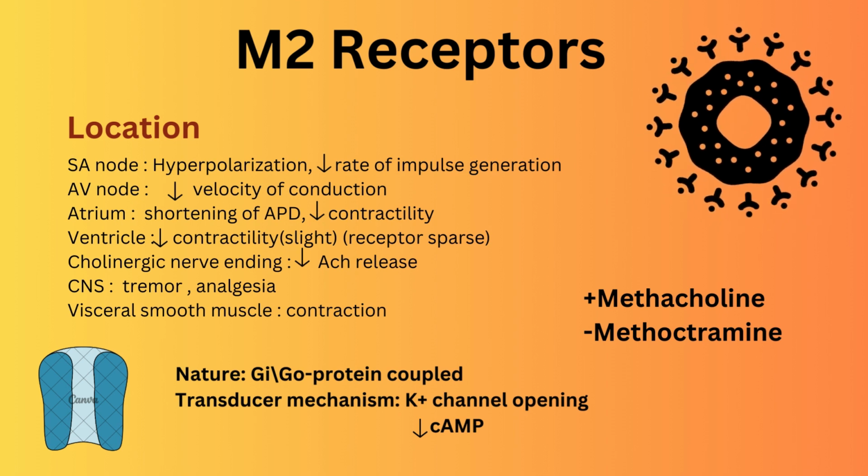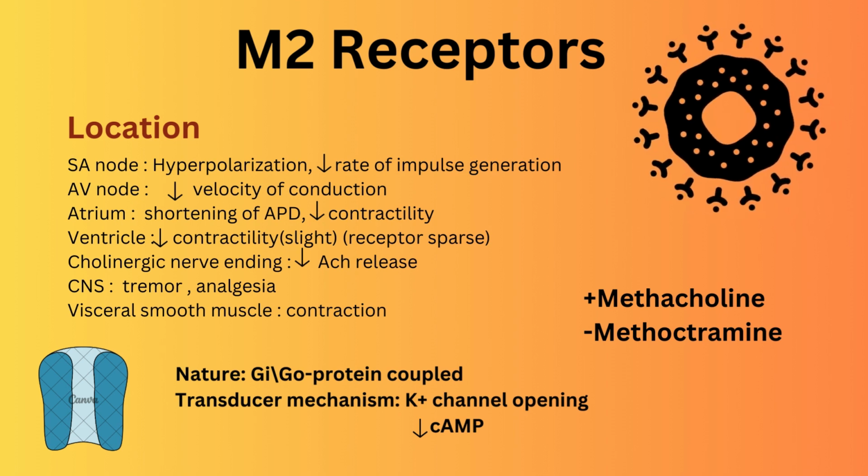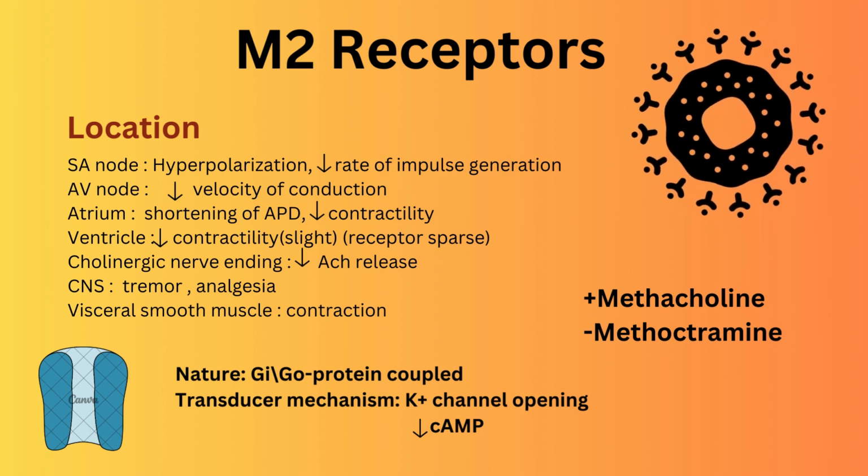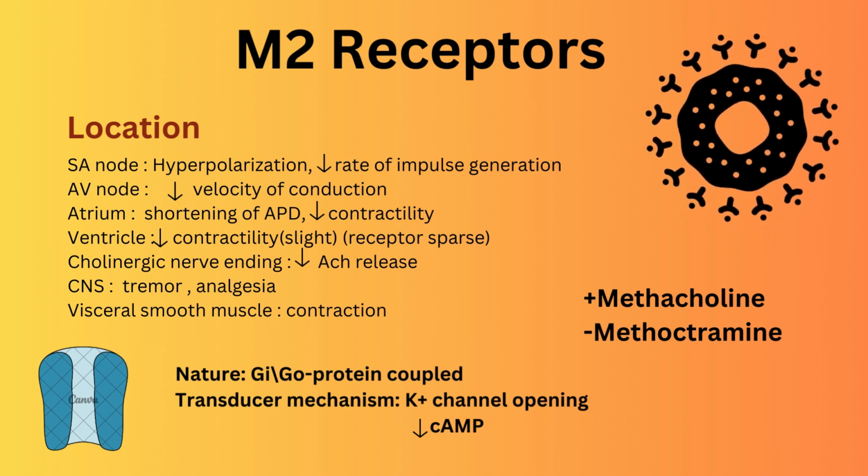It is a Gi/Go protein-coupled receptor which causes potassium channel opening and reduces cyclic adenosine monophosphate. It is stimulated by methacholine and inhibited by methoctramine.